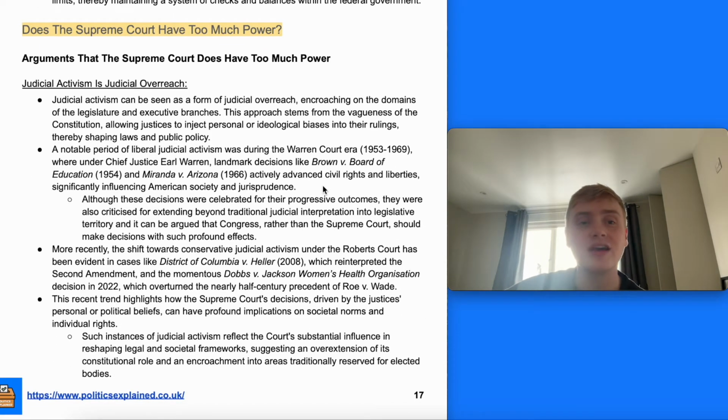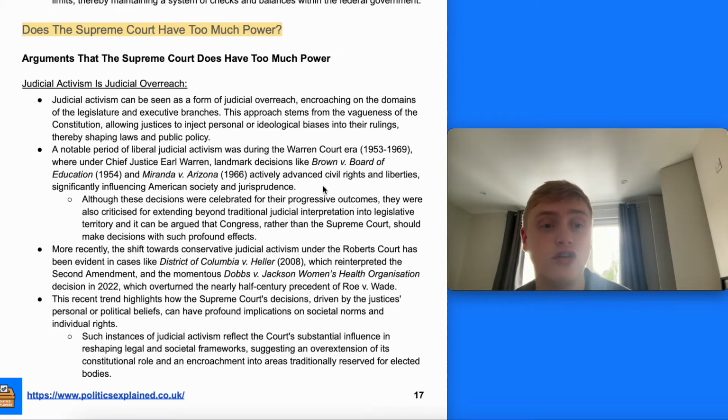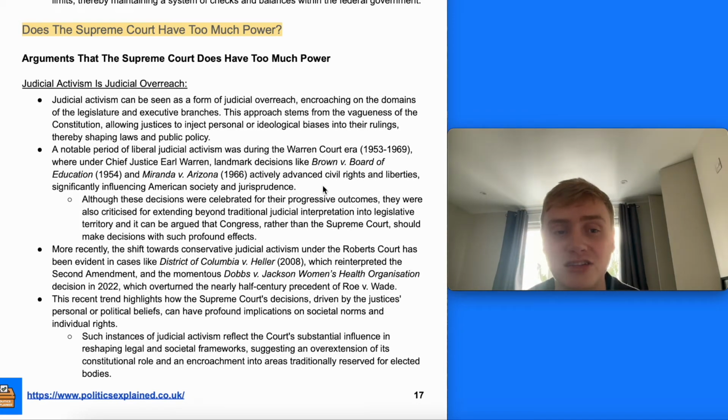And firstly, what are the key arguments that the Supreme Court does have too much power? Firstly, linking to stuff we looked at earlier in the video, it can be argued that judicial activism can be seen as judicial overreach that gives the Supreme Court far too much power by encroaching on the domains of the legislature and the executive branches. This stems from the vagueness of the Constitution.